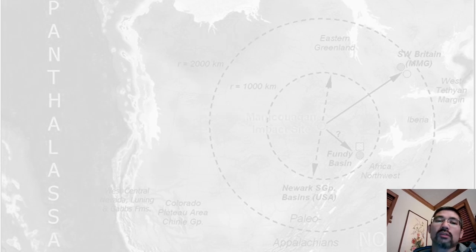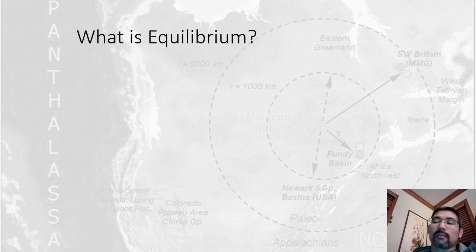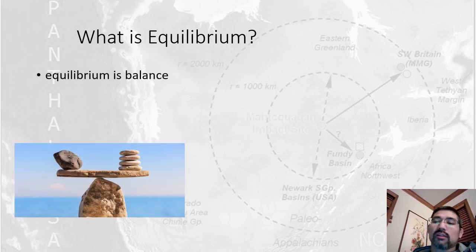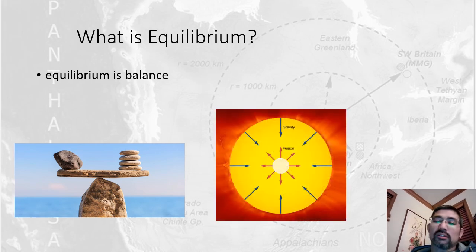Okay, let's jump into equilibrium. Equilibrium is simply balance. When things are balanced, they're in equilibrium. And this is a concept that we are going to hear all the time in science class. We heard about it in astronomy when we talked about stars. The star has a balance of gravity and fusion that keeps it from either ripping itself apart or collapsing into a black hole.